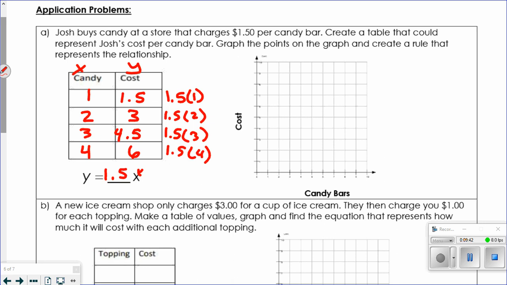Okay, so then you would want to go and graph it on your own. Okay, so I'll have you graph it on your own, and I'll start with the next one.